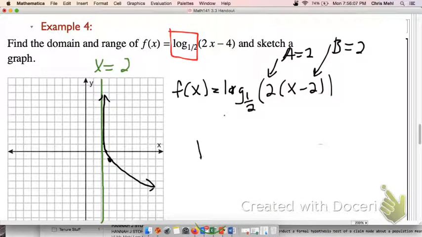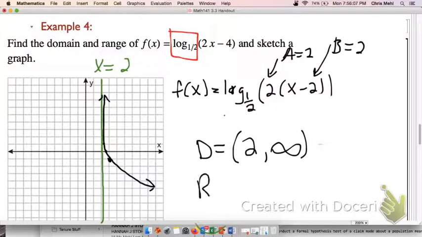And looking at the graph, hopefully you can see the domain. Since there's been a shift right 2 units, the domain is 2 to infinity. And the range of a regular logarithmic function is all real numbers. No amount of transformations change the range. So any transformation of a logarithmic function still has range -infinity to infinity, or all real numbers. In this case, the domain of 0 to infinity has just been shifted to the right 2 units.